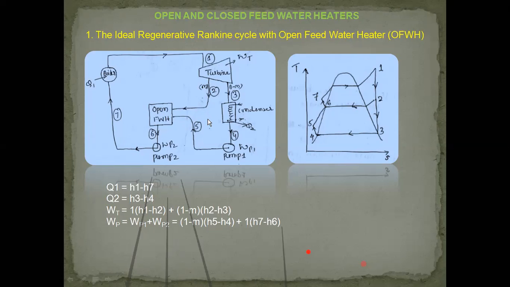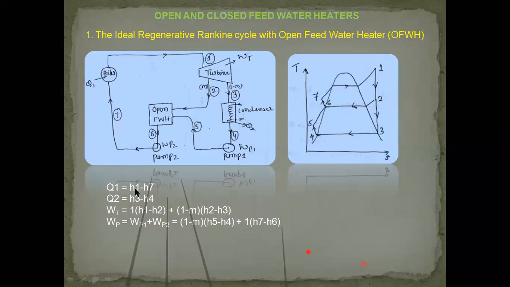Now if I can write the expressions for the various quantities, like what is the amount of heat addition in the boiler Q1, what is the amount of heat rejected Q2, and what is the work of expansion in the turbine WT and the work of the pump WP, I can write an expression in terms of the enthalpies. Let us understand how to have written these values.